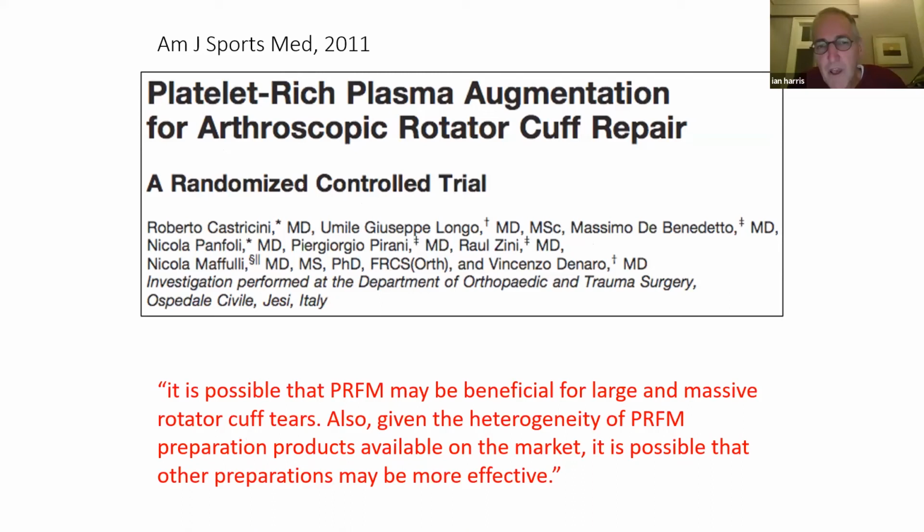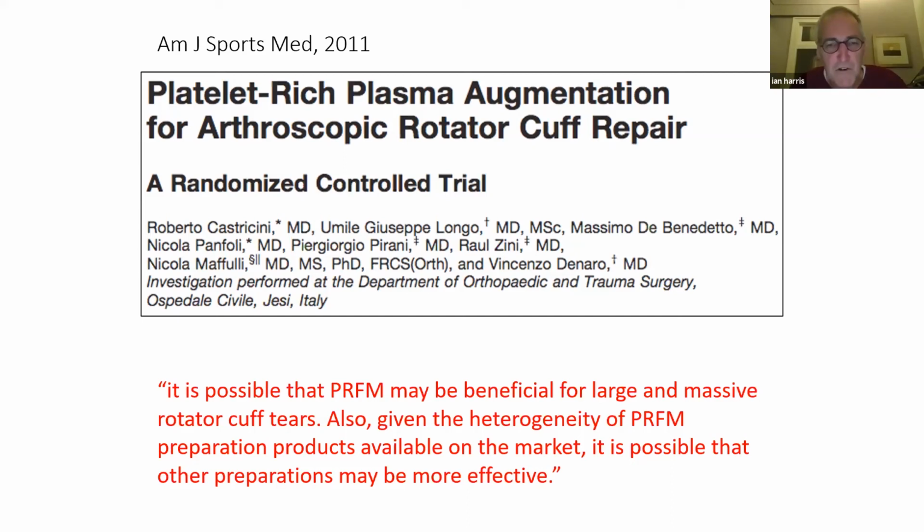Now, keep in mind that most people only read the abstract, and this is lifted word for word out of the conclusion of the abstract written by the authors about this RCT. So the conclusion is it's possible that platelet-rich plasma may be beneficial for large and massive rotator cuff tears. Okay, that's good news. Also, given the mix of platelet-rich plasma preparation products available on the market, it's quite possible that other preparations may be even more effective. So the conclusion is that this technique may be beneficial for large and massive tears, and if we tried some other things, it might even be better. So that's a pretty positive conclusion.